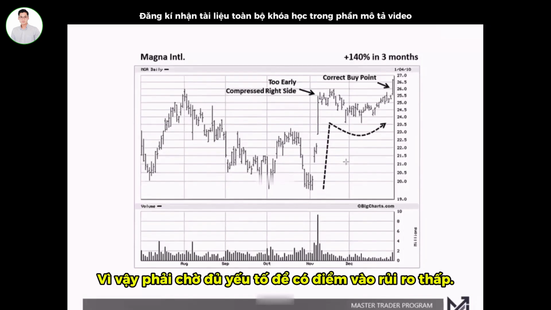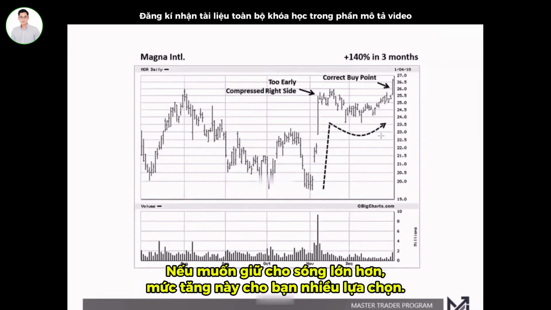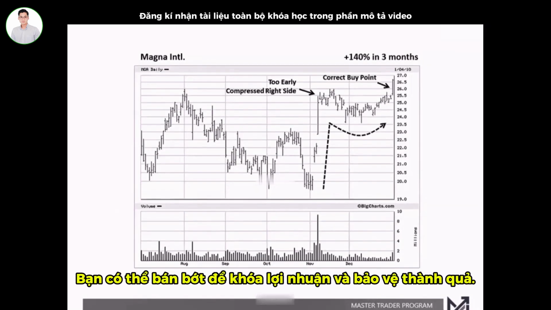We've got to wait to make sure that all these elements come together and we get that low risk entry point. Here, again, 140% in 3 months. This is what you're looking for, and even if you're going to hold for a bigger move, it would be nice to be up 140% in the first 3 months, right? That really gives you a lot of options. I mean, you can sell some, you can backstop, there's all kinds of things you can do.